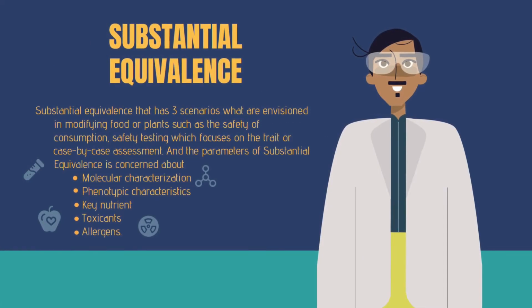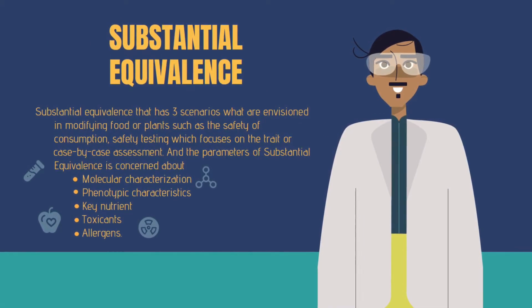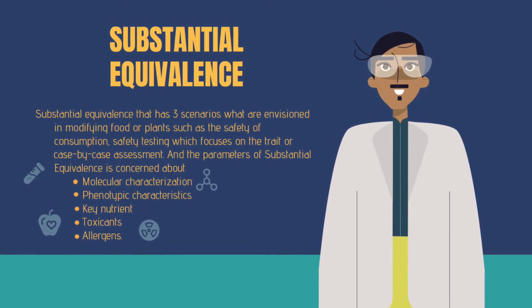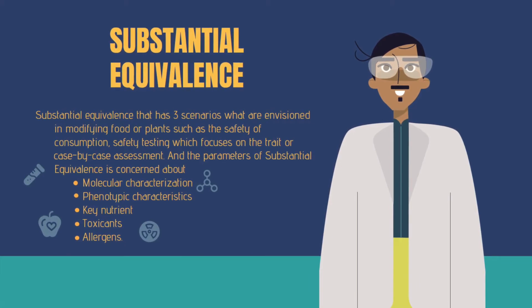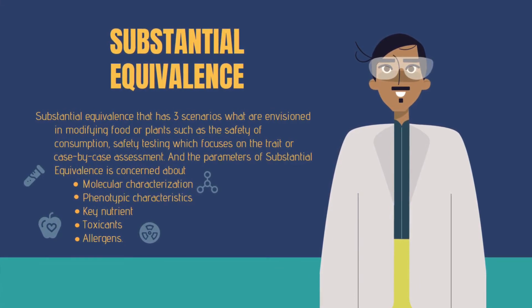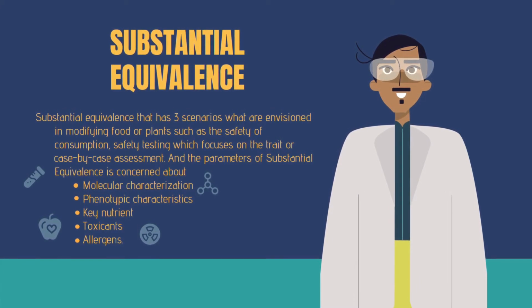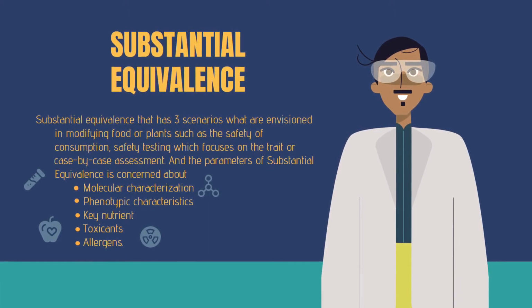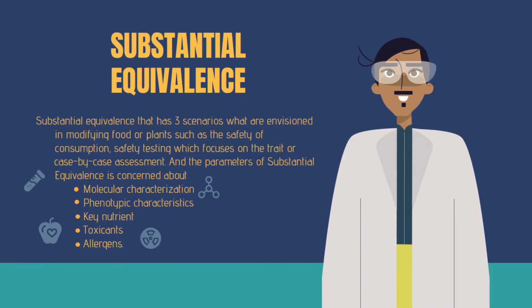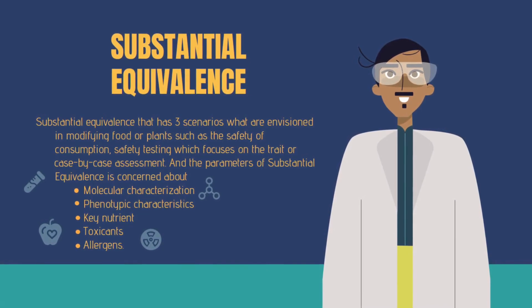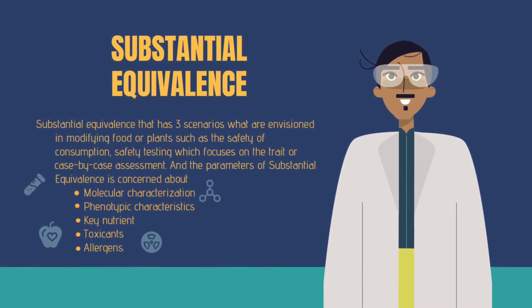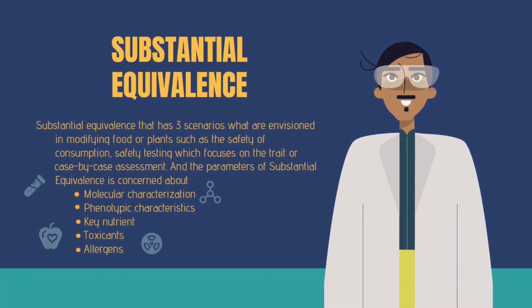Substantial equivalence has three scenarios envisioned in modified food or plants, such as the safety of consumption and safety testing, which focus on the trait or case-by-case assessments. The parameters of substantial equivalence concern the first one, molecular characterization, the second one, the phenotypic characteristics, next is the key nutrients, and then the toxicants, and the last one is allergens.